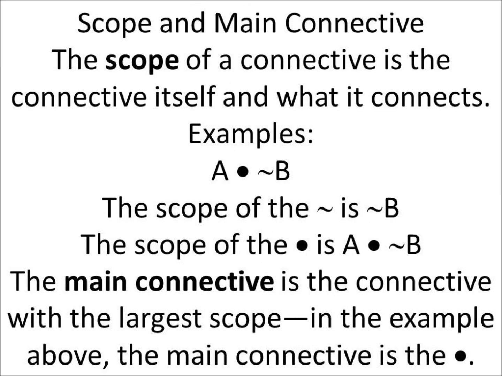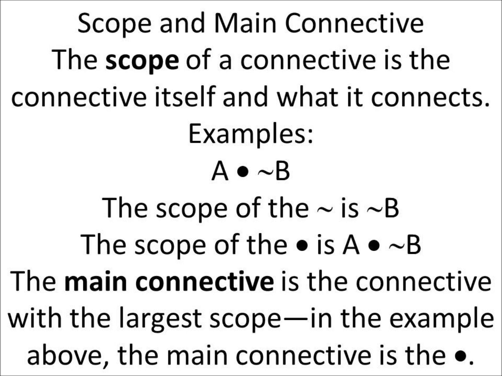Now, the main connective or main operator, that concept is in your textbook, Methodist students, but scope is not, and I found it to be a very useful concept. The scope of a connective is the connective itself and whatever it connects. So in the statement, A dot wiggle B, what's the scope of the wiggle? Well, it negates the B, so the scope is going to be wiggle B. The scope of the dot is going to be A dot wiggle B because it connects the A and the wiggle B together. So the scope of the dot is the whole thing.